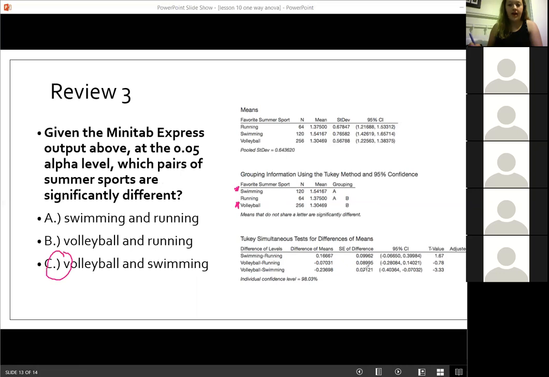And then also, if we look at the p-value for the pairwise comparison here, you're able to see that it's the smallest one. Remember, the smallest p-value is going to be the one that gives us the most evidence in terms of rejecting the null. So C, volleyball and swimming, are the ones that are significantly different because they do not share anything. Similar to those graphs that we looked at that don't share anything, that gives us more evidence that they are different from one another.